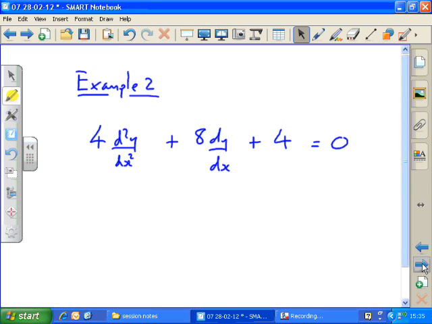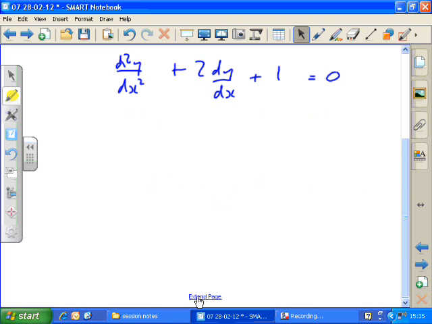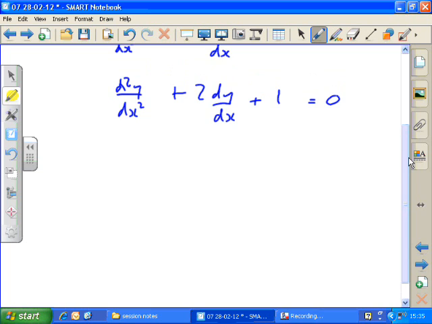So, almost the same. 4 d2y by dx squared plus 8 dy by dx plus 4y equals 0. So first job, to simplify things, divide through by 4. d2y by dx squared plus 2 dy by dx plus y equals 0. Now, form the auxiliary equation. Can you remember what to do and write that down? Try it. Hopefully you got m squared plus 2m plus 1 equals 0.